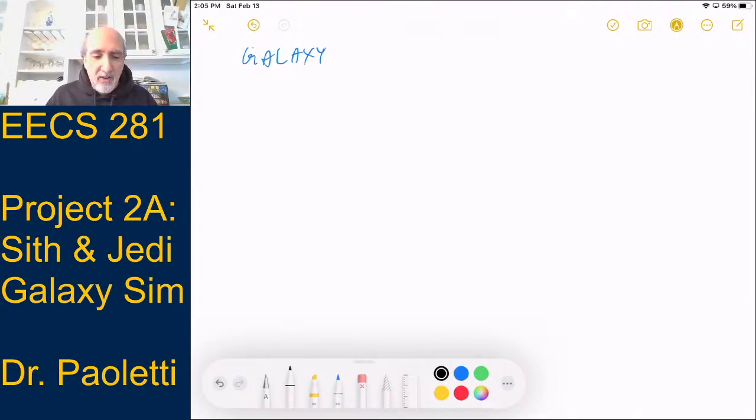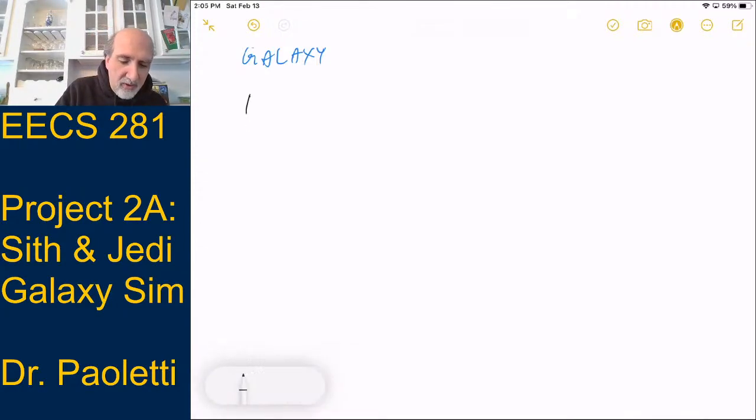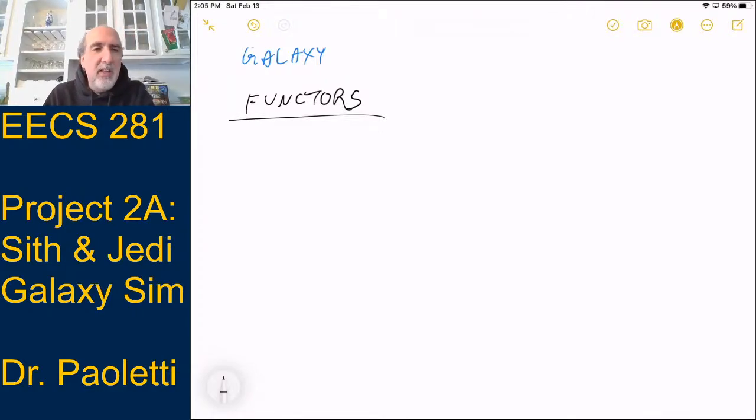Okay. Another topic that's important for both parts here is functors. So because we're going to be dealing with priority queues in both parts, you're going to have to deal with functors. In Part A, you're going to be dealing with the external view. Like, I wrote a functor and the priority queue of the STL uses it.